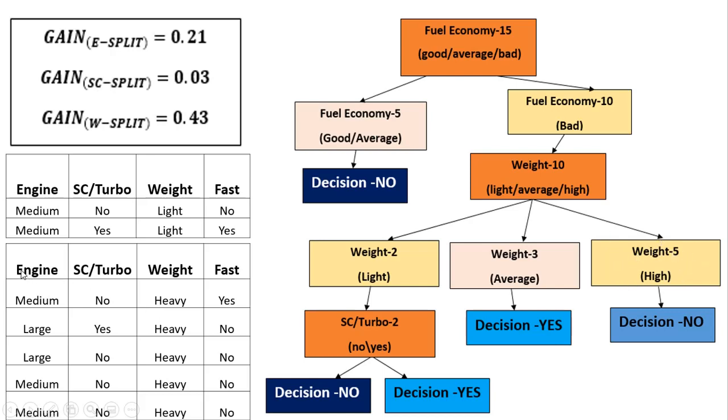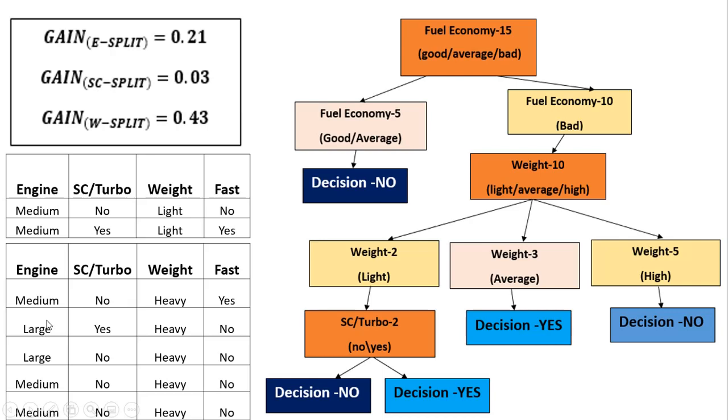Now the leftover attributes are engine and SC turbo. So one of the attributes has to be chosen after this weight attribute. But if we carefully observe here, in engine the leftover categories are medium and large. Similarly for SC turbo, the leftover categories are no and yes. Now when the engine is medium and there is a turbo, the car goes fast. Yes, it is saying that the car is going fast. Similarly, if you take another example, when the engine is medium and there is no SC turbo, the car is not going fast.